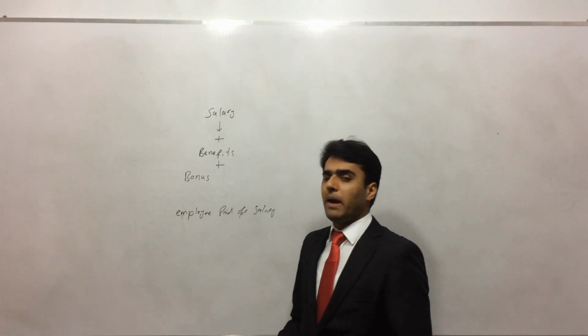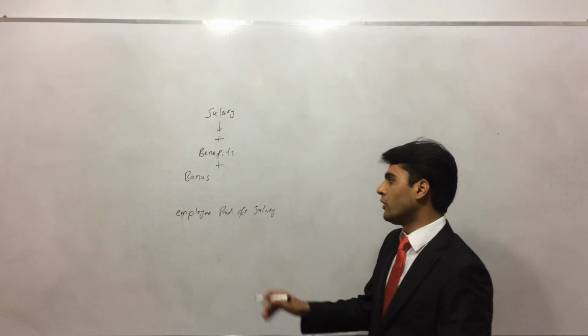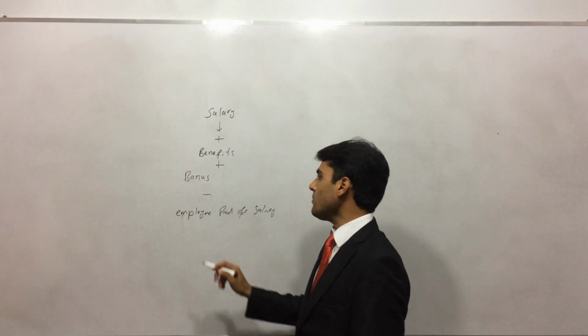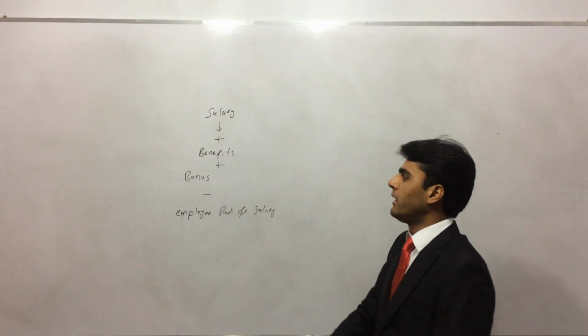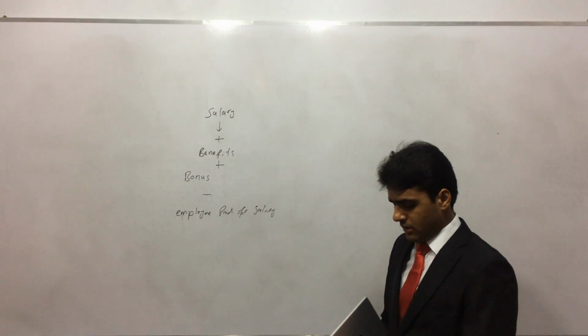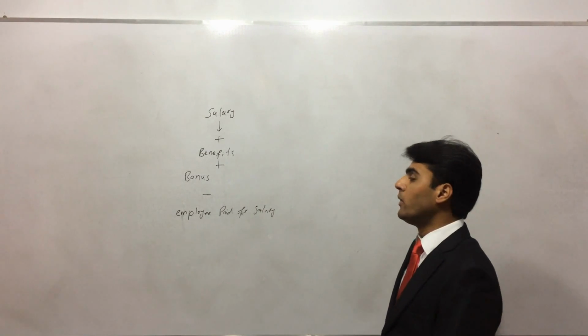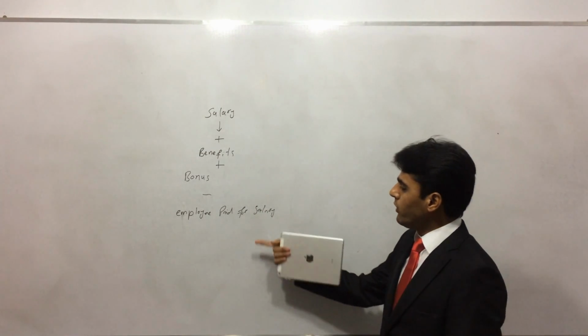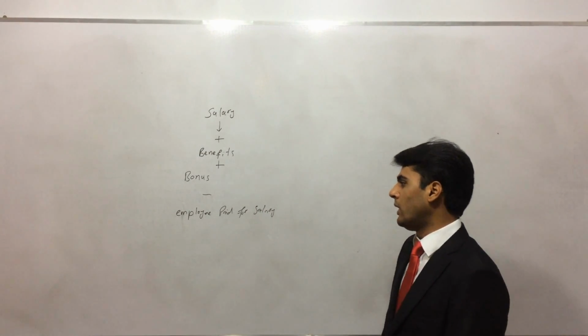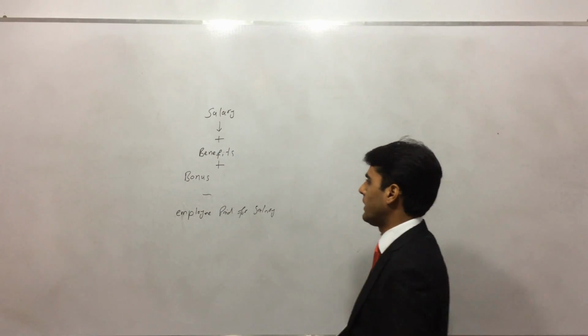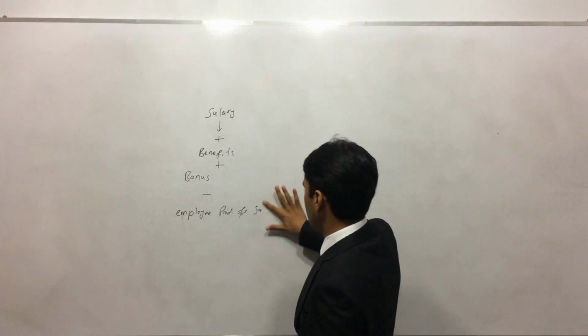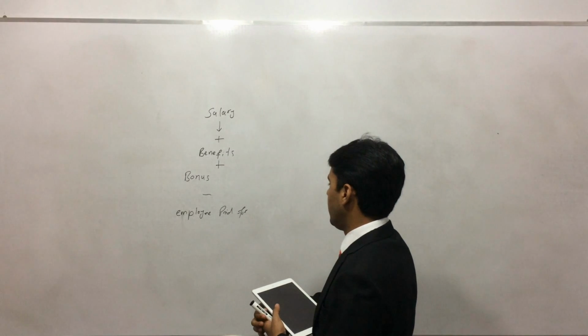So another thing, bonus could also be paid. All right. So one thing could be salary, other thing could be benefit, and it could also be a bonus. Now what we need to deduct out of this is employee paid for salary. Not for salary. Something called benefits.